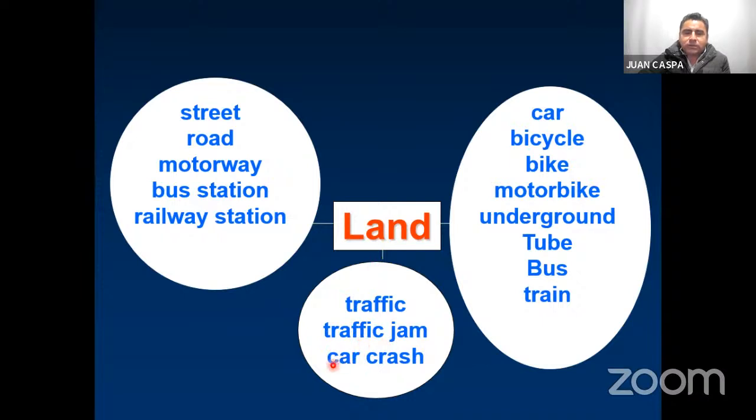And then we have car crash. It's like an accident, something similar. Then in the land, in a city, we're going to see a street, right? And in the countryside, open land, we're going to see a road, a motorway. It's possible to say that also. A bus station, railway station, it's possible. And then we have car, bicycle, bike, right? Motorbike, underground, tube, bus, and train, all of them.